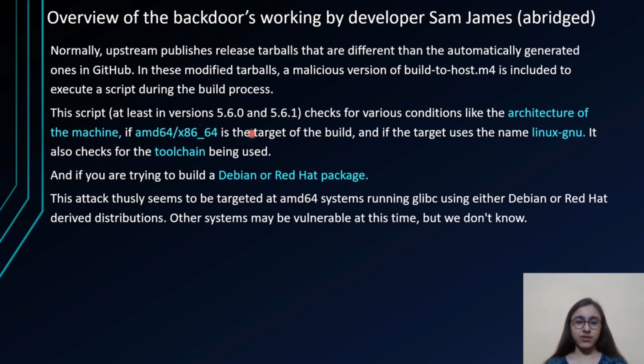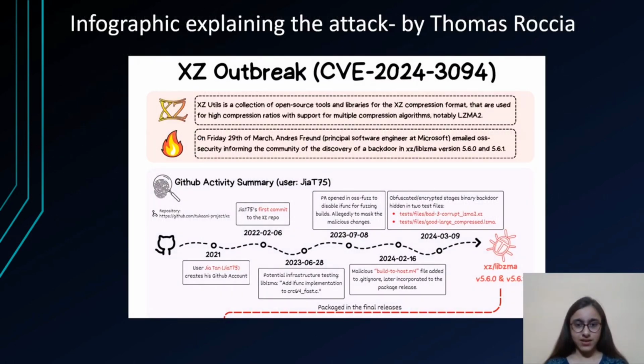So what this macro does, build to host, it checks for various conditions like architecture of the machine, target of the build, and names. And especially it checks whether you're trying to build a Debian or Red Hat package, which shows that this attack is mainly targeted at AMD 64 systems which run glibc and use either Debian or Red Hat derived distributions of Linux. Here's another infographic which explains the attack by Thomas Roshia.